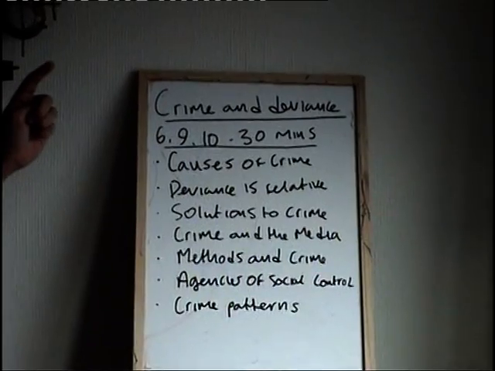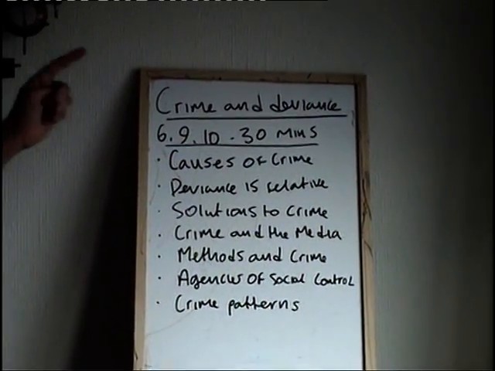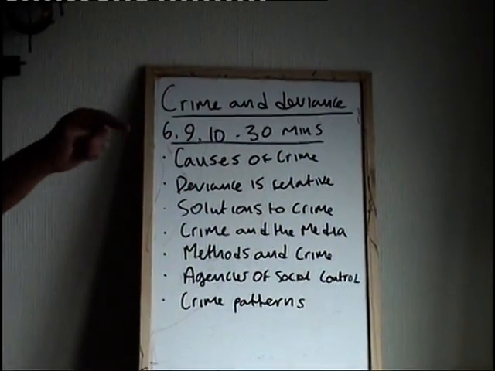So we've got the Sociology GCSE exam on Tuesday morning, and there's 3 sections: crime and deviance. And if you look at the board, those are the chunks for the crime and deviance topic, and that's going to be a 6, 9 and 10 mark question in 30 minutes.